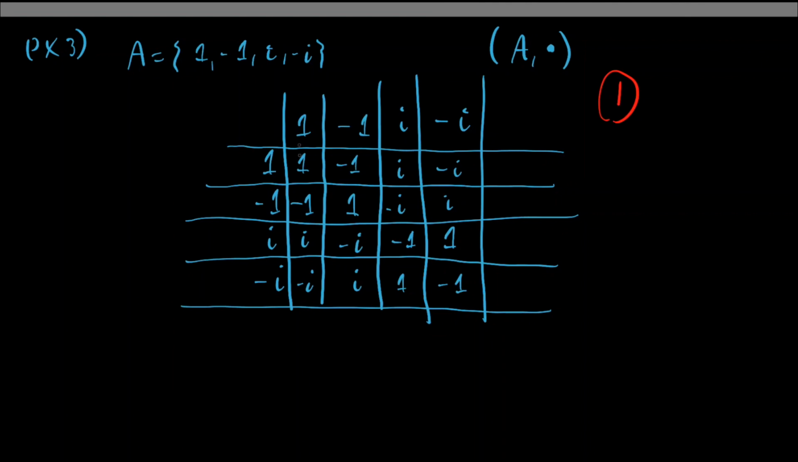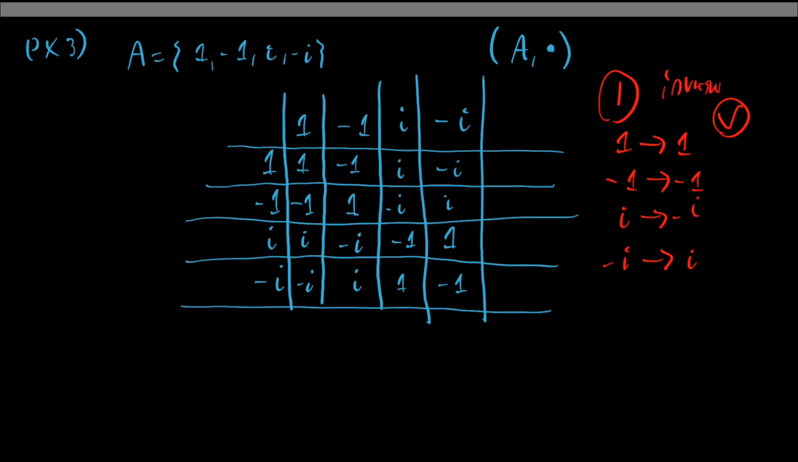So for each row we will see if there's something that yields back 1. So for 1, yes, there is, it's itself, so 1, the inverse is 1. Then for minus 1, inverse is minus 1. So for I, its inverse is just minus I, and for minus I, its inverse is I. So yes, for each element there's an element such that if we multiply them, then the result is 1. So there is an inverse.